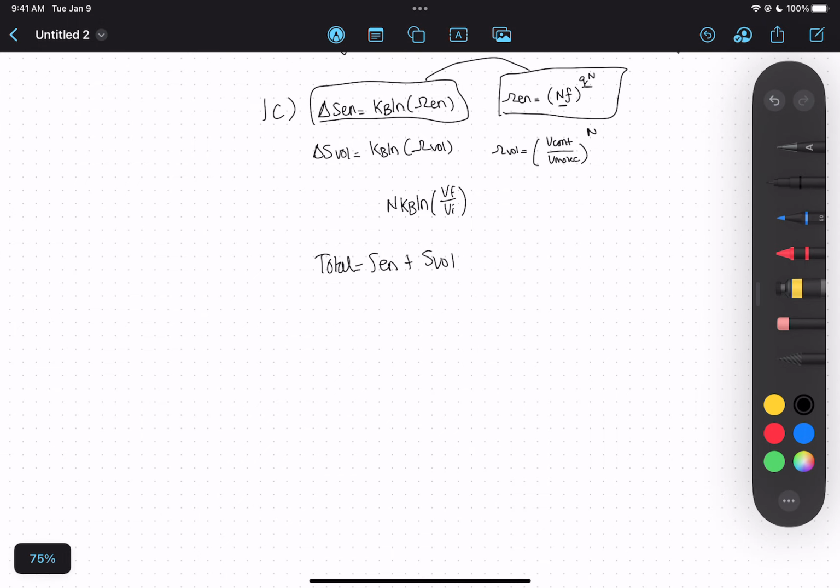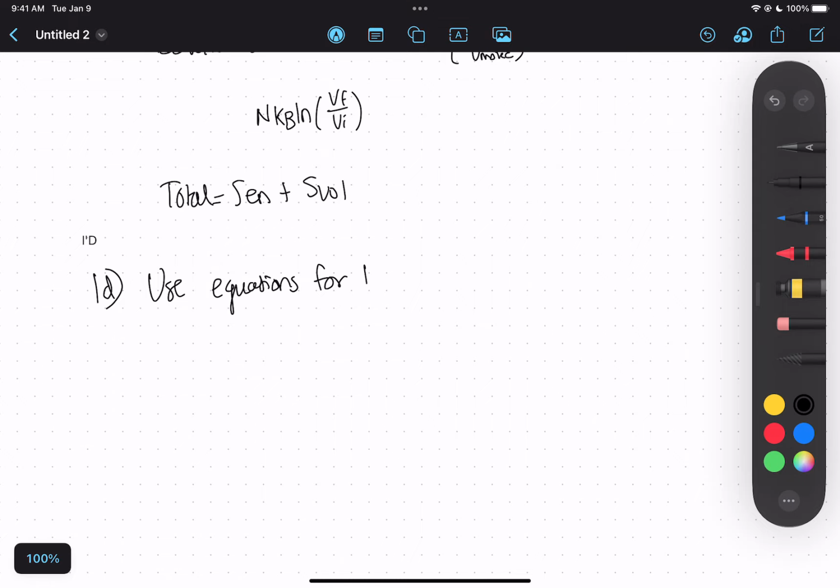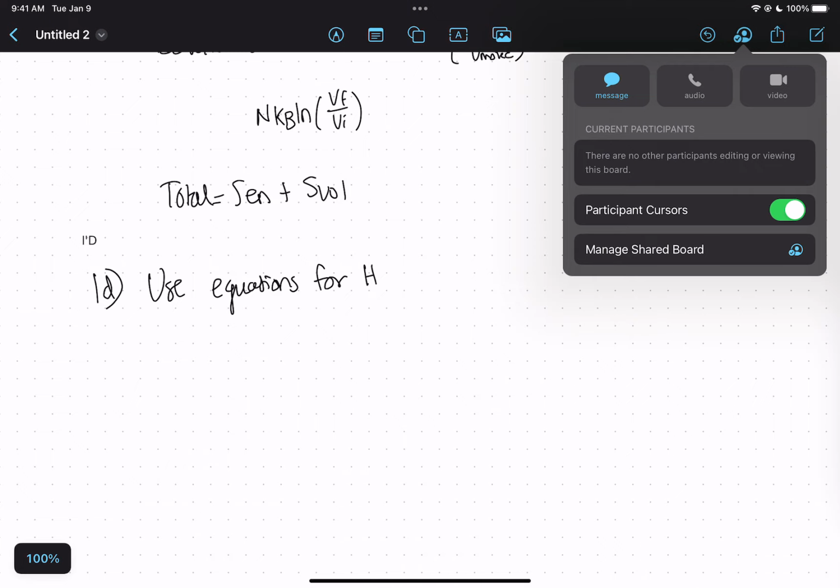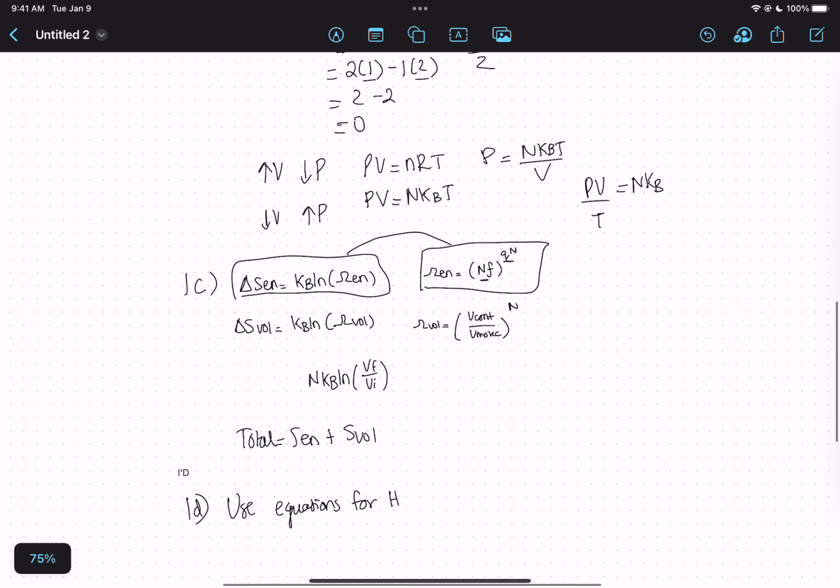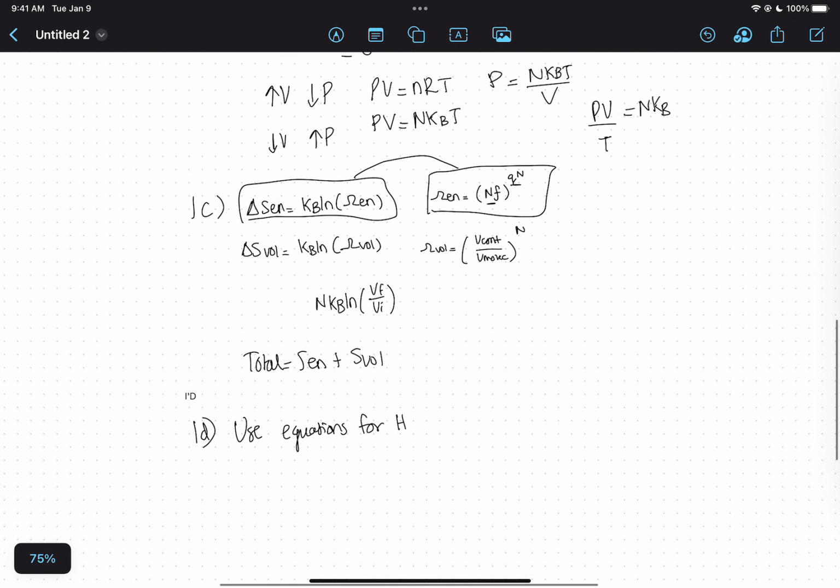So I'll just write 1D, use equations for, oh, someone's writing. Oh, okay, I can see you here on the board. Okay, awesome.